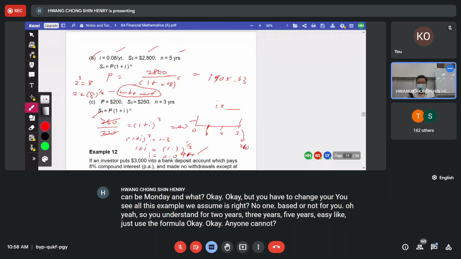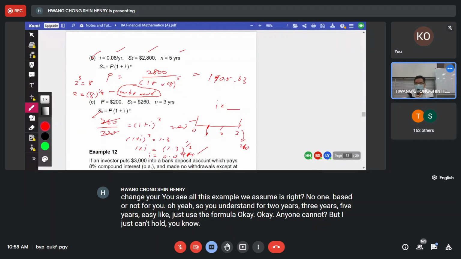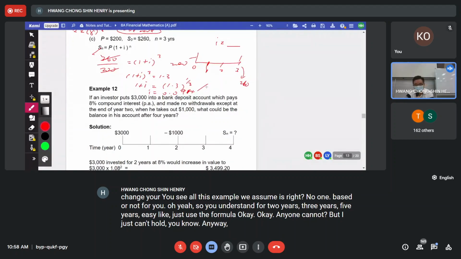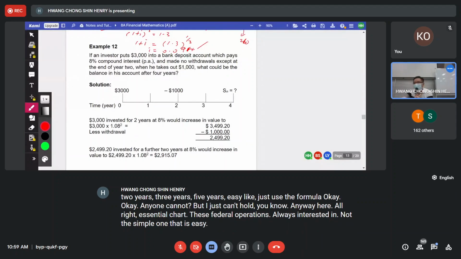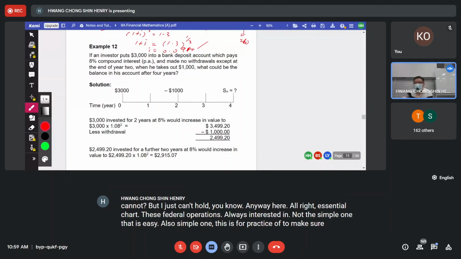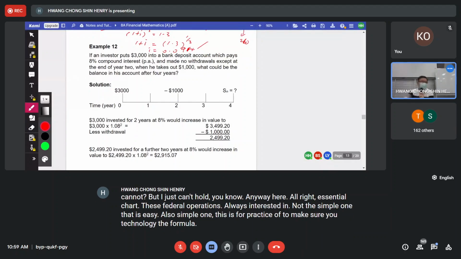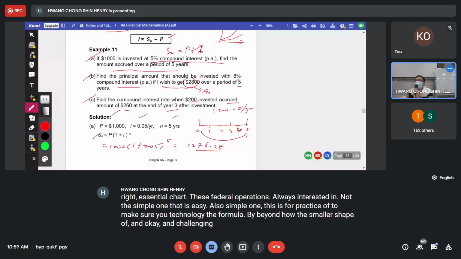Anyone cannot digest, cannot follow, you let me know now. Anyway, still have to digest, right? Okay. Alright, example chart. These type of questions will always be tested in exam. Not the simple one like this. This one is for practice to make sure you recognize the formula, how to find i, how to find principal, how to find the n, how to find the total amount. Okay, done. Then we go to the challenging questions.